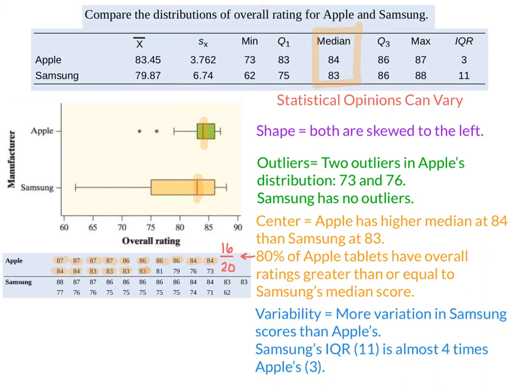And last but not least, something that this box plot shows well, in my opinion, is the IQR, which gets to variability. So there's way more variation in Samsung's scores than Apple's. And Samsung's IQR, so that interquartile range from Q1 to Q3, is nearly 4 times that of Apple's, where Samsung's is 11 and Apple's is 3.